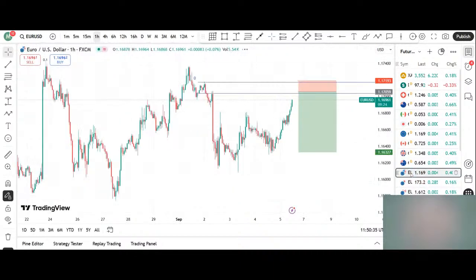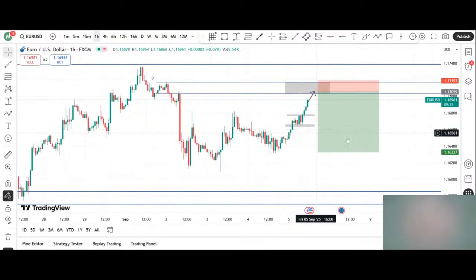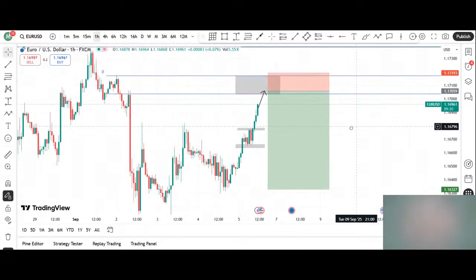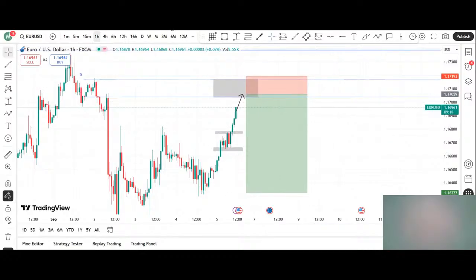Euro US dollar. Yeah, I'm interested to see this over the next hour, to be honest. See how this reacts. She's going to make a drink.